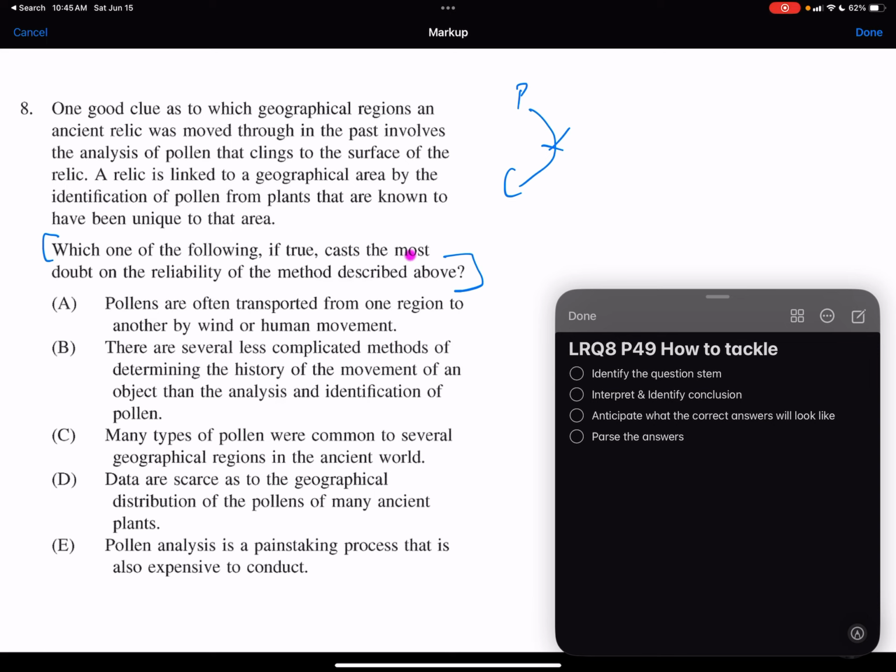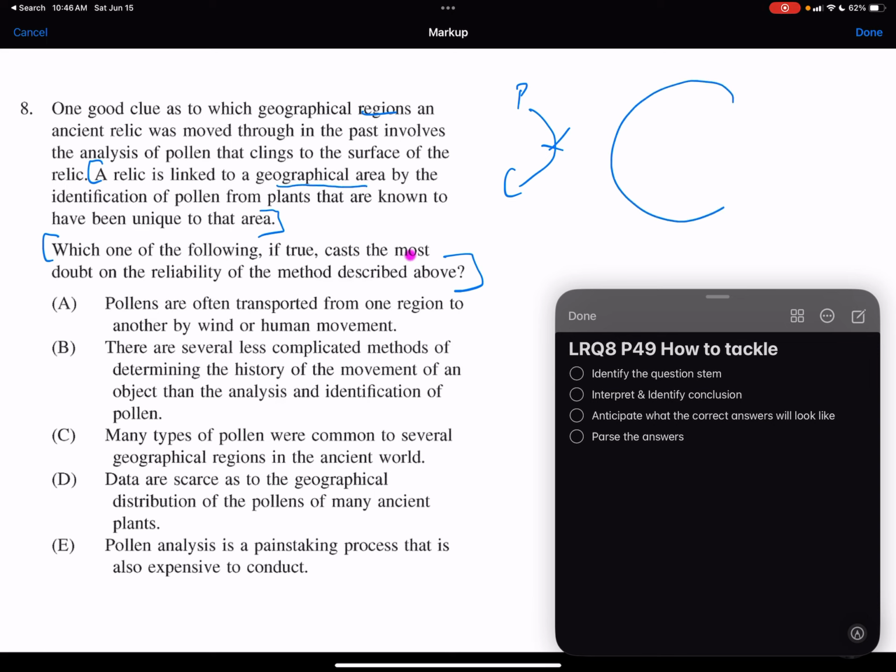Now, the claim being made is a relic is linked to a geographical area by the identification of pollen from plants that are known to have been unique to that area. So look at what's being said here. We were talking about geographical regions. Now we're talking about geographical areas.